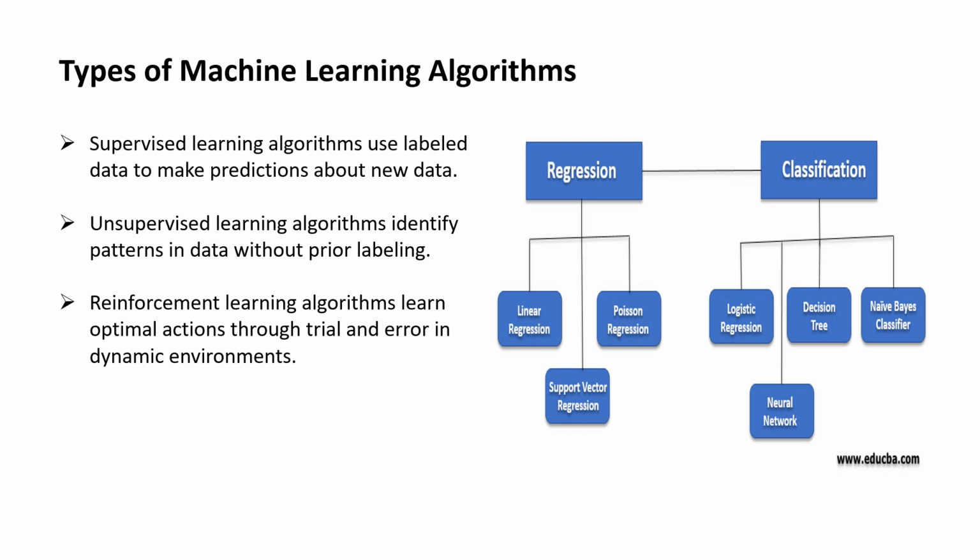The types of machine learning algorithms are regression and classification. In regression, there are three types: linear regression, support vector regression, and Poisson regression. In classification, there are four parts: logistic regression, neural networks, decision trees, and Naive Bayes classifier. In this, and the next part will be introduced by Paras Patel.